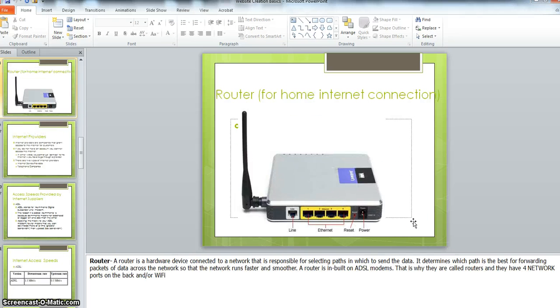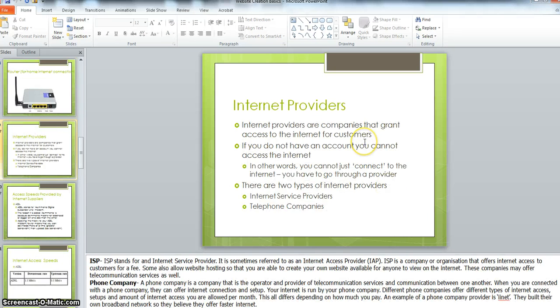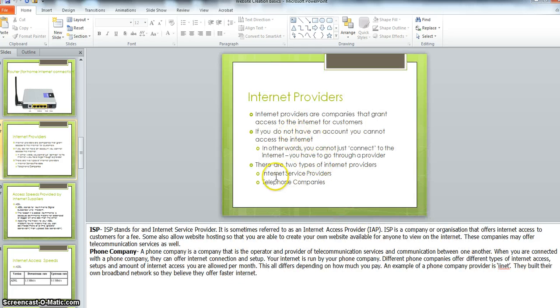Okay, now that takes care of the hardware. Next, you need to connect to the internet. You need to do that through internet service providers. There are 2 types of internet service providers: internet service providers and telephone companies. The difference between the 2 is that all internet service providers do is supply access to the internet, whereas telephone companies not only supply access to the internet, but they also supply telephone services, telecommunication services. That's like your Telstra and your Optus. Internet service providers are like your IINet.